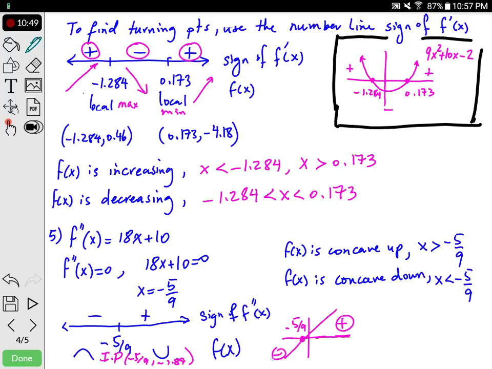Notice before the root the function is negative, f double prime of x is negative. After the root, f double prime of x is positive. So concavity for f of x is going to be down for x less than negative 5 over 9 and up for x greater than negative 5 over 9. And that's what we've written here. F of x is concave up for x greater than negative 5 over 9. F of x is concave down if x is less than negative 5 over 9.